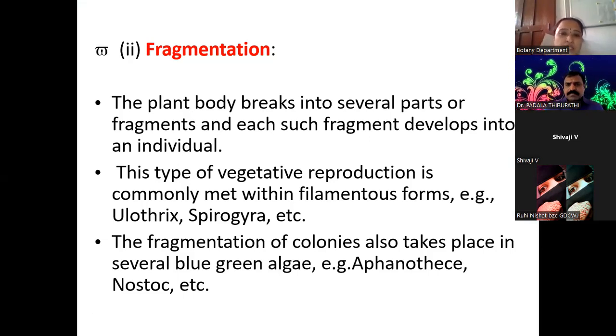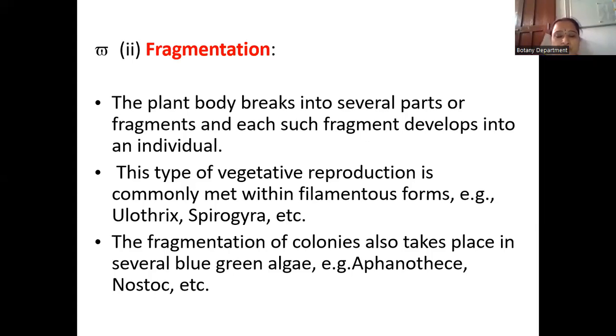In fragmentation, the plant body divides into several parts or fragments. Each and every fragment develops into a new individual algal plant. This type of vegetative reproduction is very common. You can observe it in the filamentous form. Do you know what a filamentous form is?